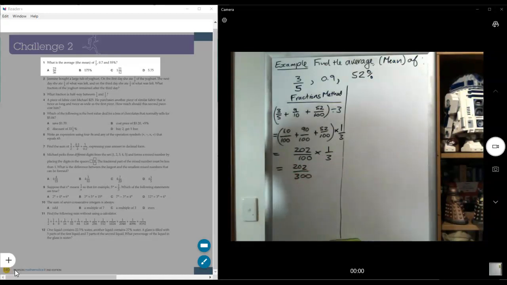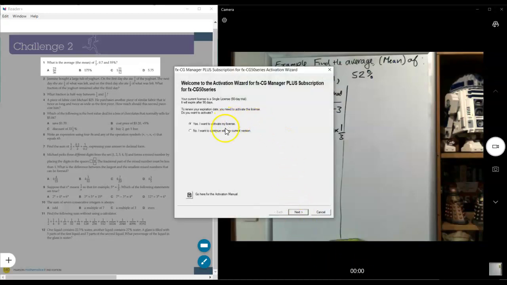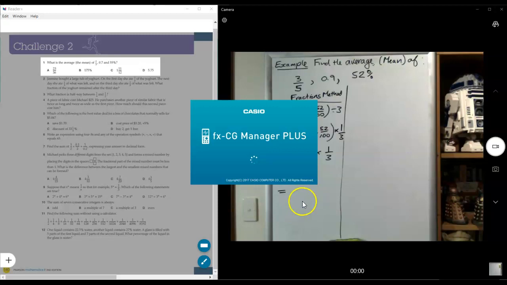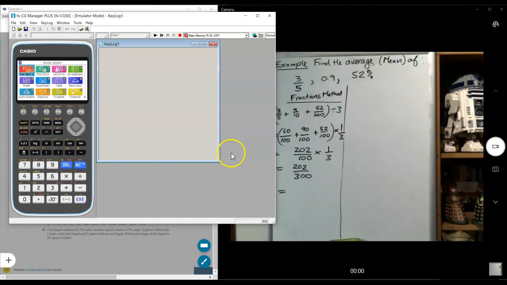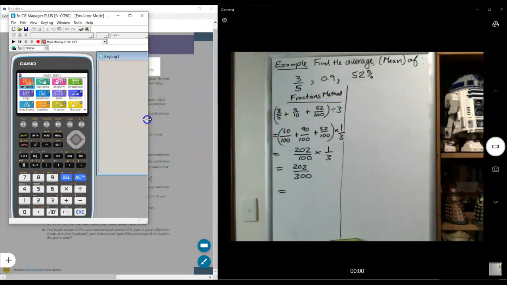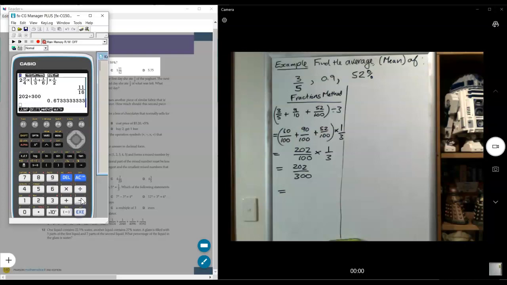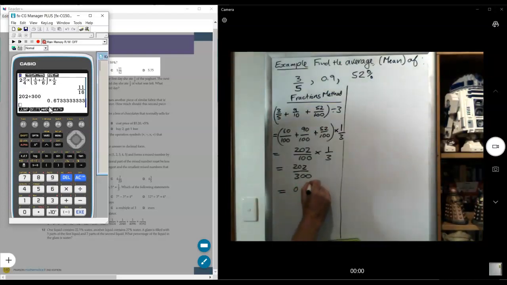Now, I have done this on the calculator earlier. I'll just wander over here. Look at this technology. No, I don't want to activate my license. I just want to see the calculator. Where's it gone? Oh, there it is. Right. So I could use my calculator to confirm that 202 divided by 300 is indeed 0.673 recurring.